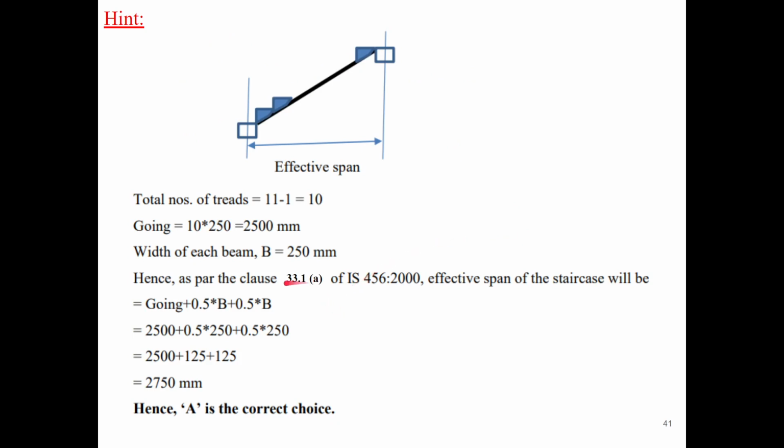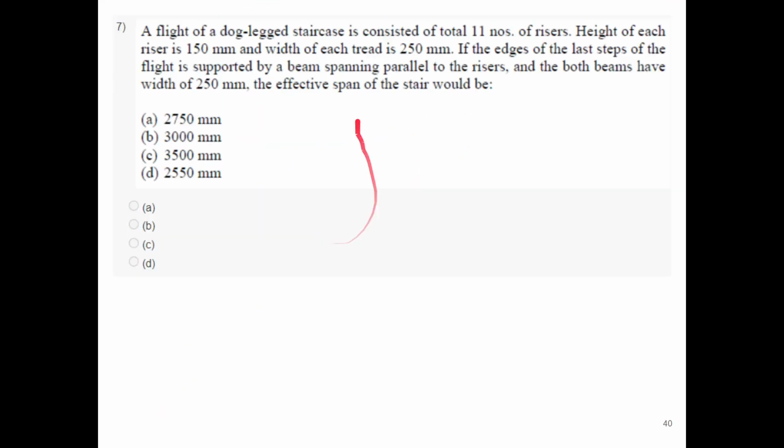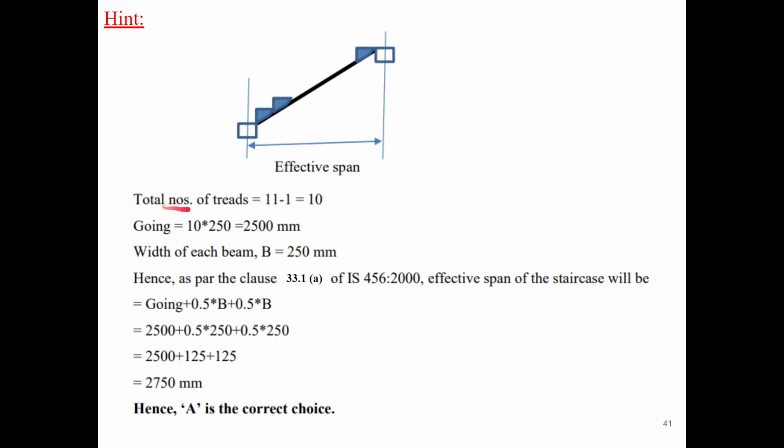So in this case, this is the rough sketch for the question. Here the number of risers is 11, and this is a dog-legged staircase, so we are considering one flight, not the two flights. In the story there will be two flights because it is dog-legged, but here we are only considering one flight. So the risers are 11 and the number of treads is one less than the number of risers, because we are considering only one flight. So the total number of treads will be 11 minus 1, that is 10.